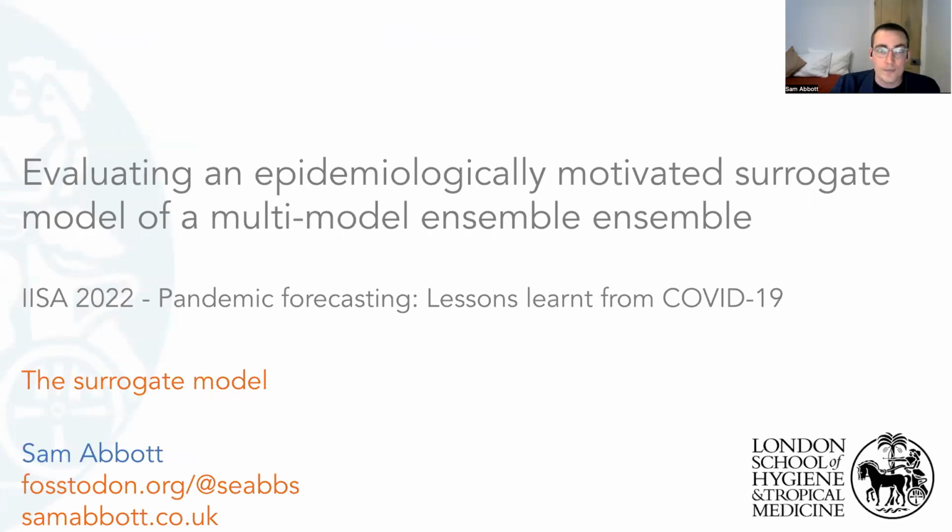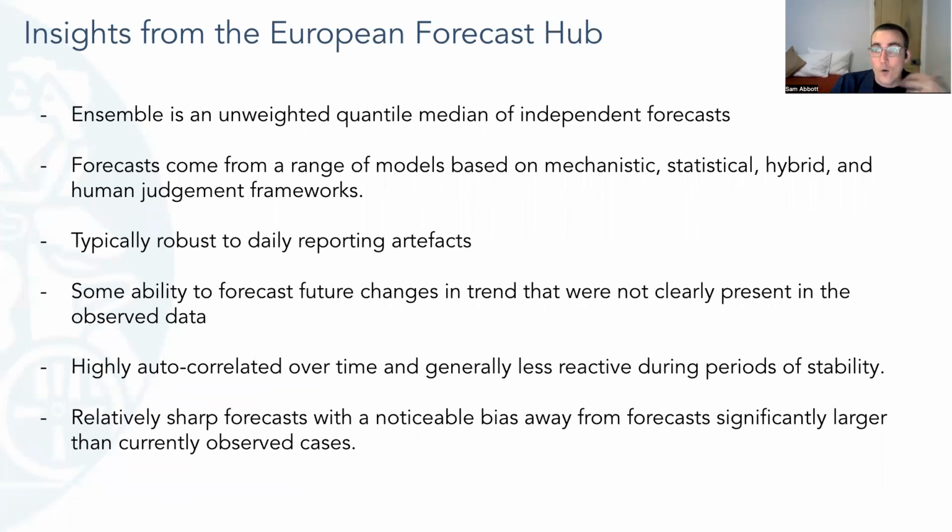So the surrogate model, what is it? Firstly, what are our insights? From the European forecast hub, we know the ensemble is an unweighted quantile median of independent forecasts. We know the models are a range of different constructions, and those are generally mechanistic models, statistical models, hybrid statistical and mechanistic models, which is where most of ours sit, and also human judgment frameworks. We see they're typically robust to daily reporting artifacts. So you might have, for example, a big spike in reported cases on one day of a week, and usually the ensemble is robust to that. And also, interestingly, it has some ability to forecast future changes in trends that were not clearly present in the observed data, which might not sound like much, but it's not generally a property of most of the forecast models that go into the ensemble.